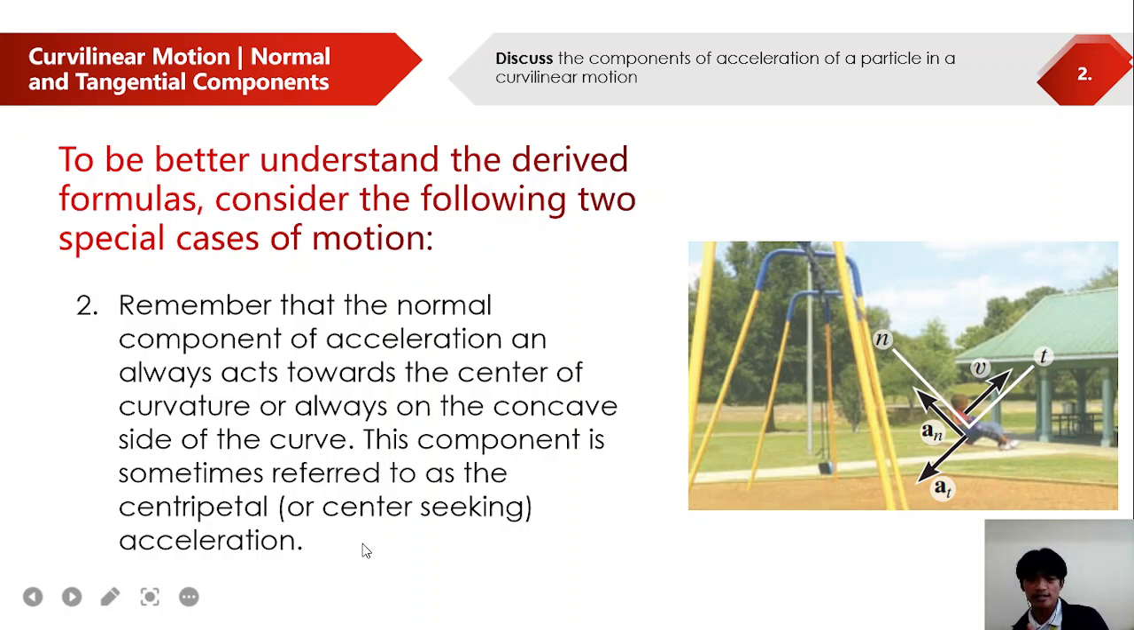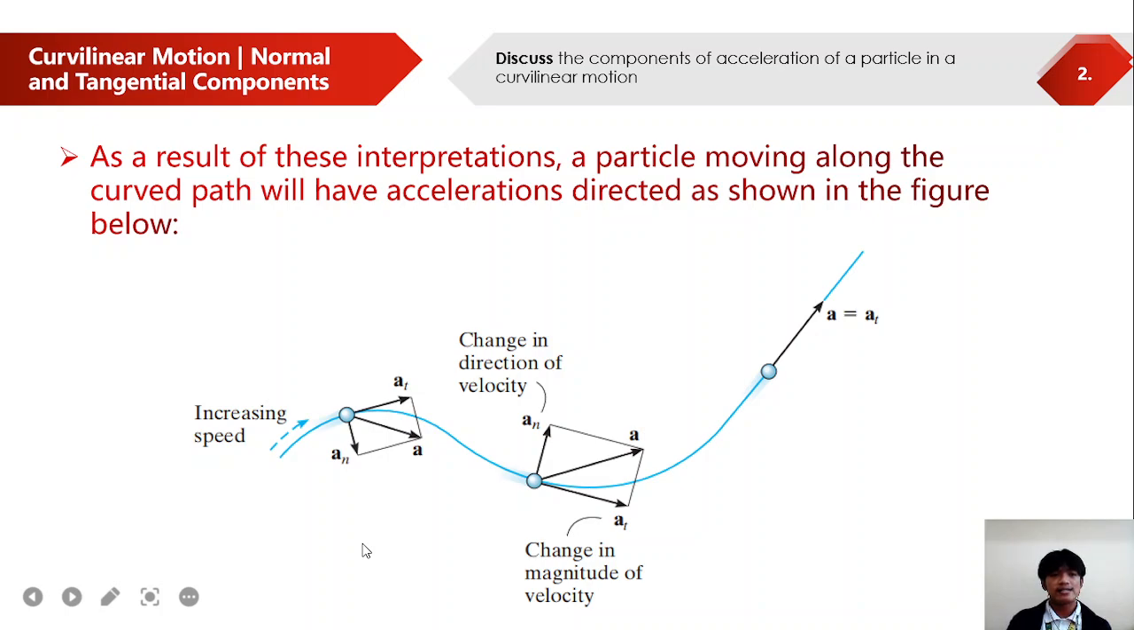The normal acceleration is always directed toward the concave side, toward the center of the particle's path. That is why it is called centripetal acceleration for the normal component, but not for the tangential one. So, as a result of this interpretation, a particle moving along a curved path will have acceleration directed as shown in the figure below.